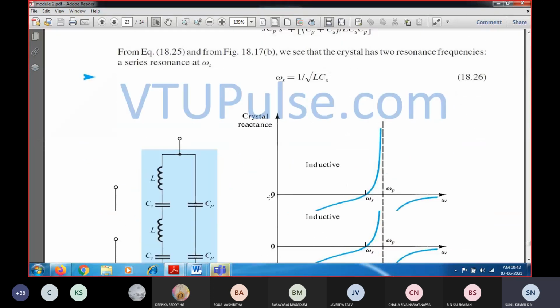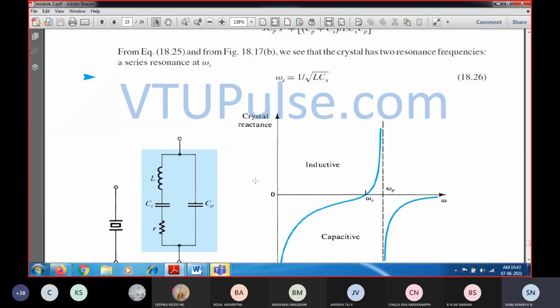vary as the crystal is going to provide with respect to the change in frequency, as you are going to see in this electrical equivalent. It is going to have two resonance frequencies: one is series resonance and the other is parallel resonance of the operation. We can see this within the series resonance and parallel resonance.